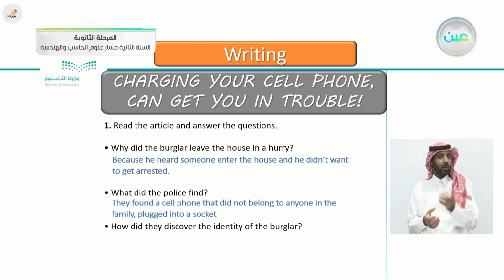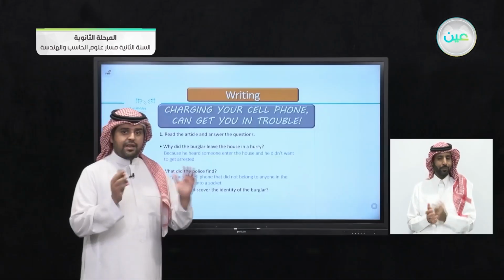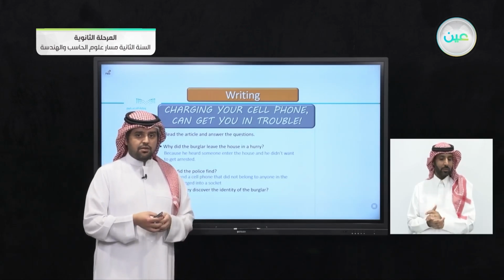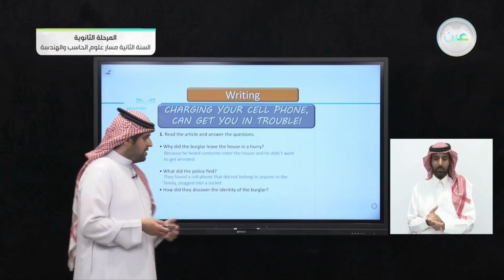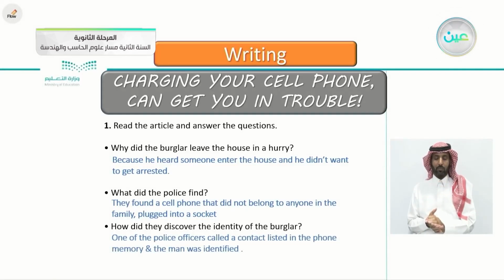How did they discover the identity of the burglar? What was the plan of discovering the identity of the burglar? Of course, it was a smart plan. Yes, very good. One of the police officers called the contact listed in the phone memory, and the man was identified.